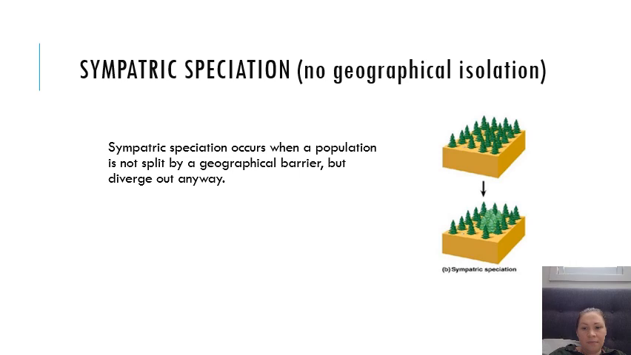Sympatric speciation. This happens when there's no geographical isolation. The population's not split, but they just diverge anyway.